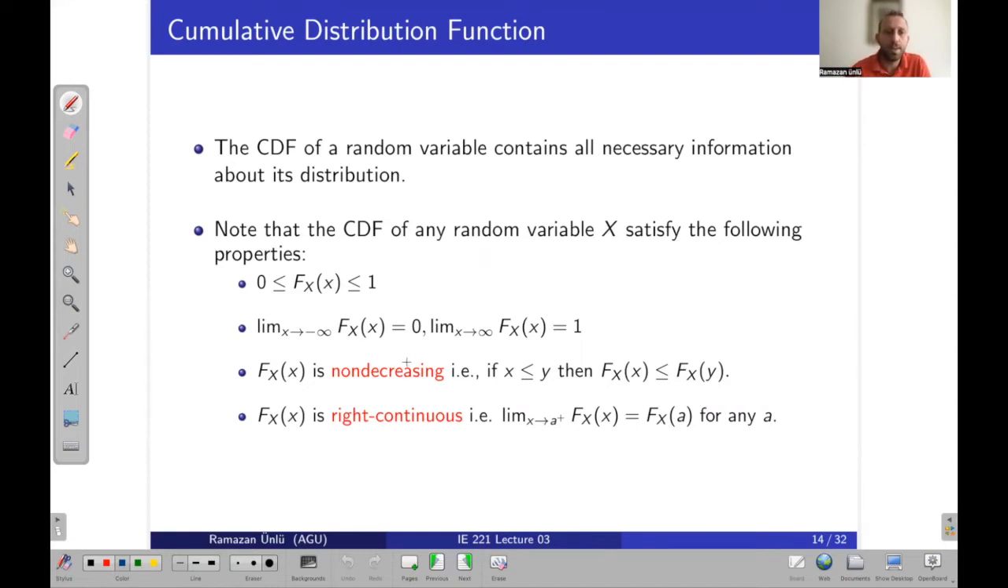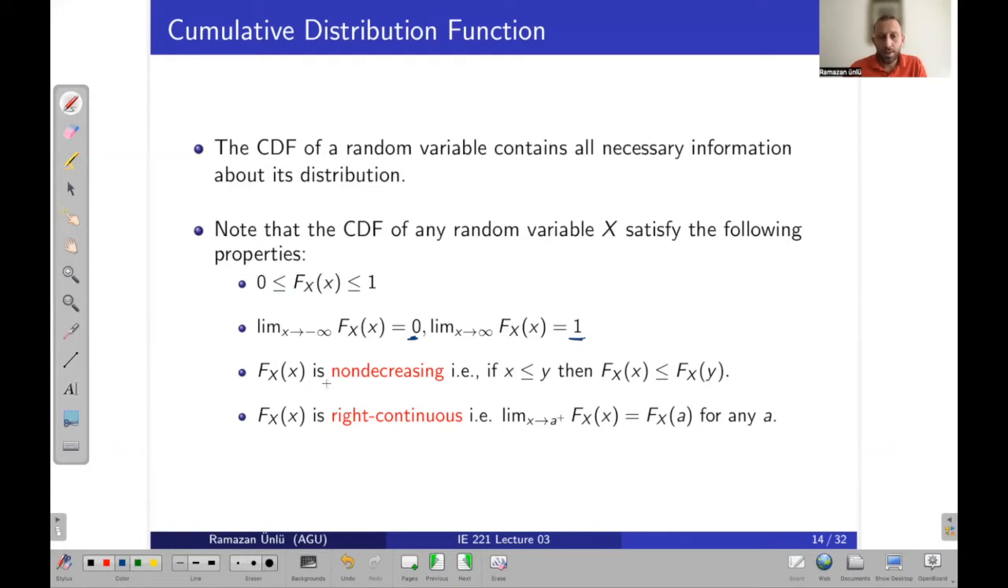The first one is that F of x, as with probability, ranges between 0 and 1. It cannot be less than 0 and it cannot be greater than 1. This is the first property. The second one: when x reaches minus infinity, the limit of F of x is 0, and if x reaches positive infinity, the limit of F of x is equal to 1. This is the second property.